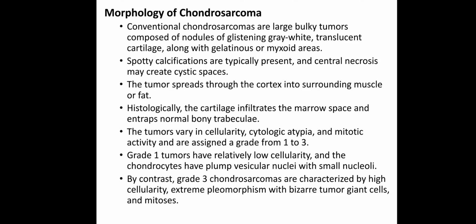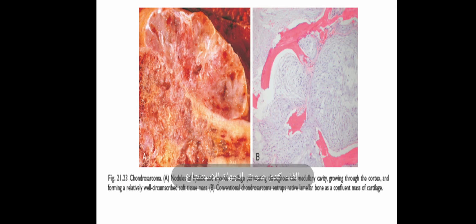By contrast, grade 3 chondrosarcoma is characterized by high cellularity, extreme pleomorphism, bizarre tumor giant cells, and abnormal mitosis. These are the criteria we talked about for a poorly differentiated tumor.